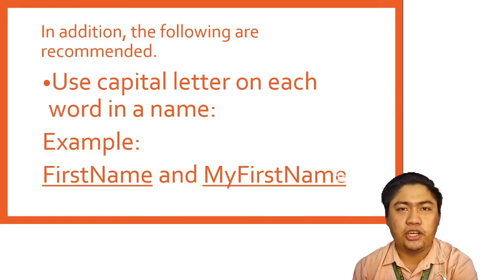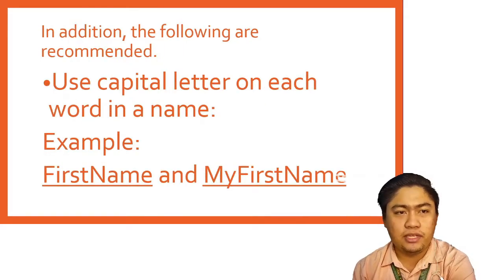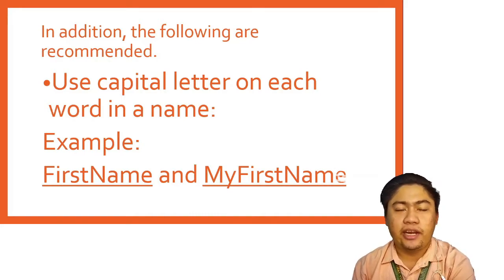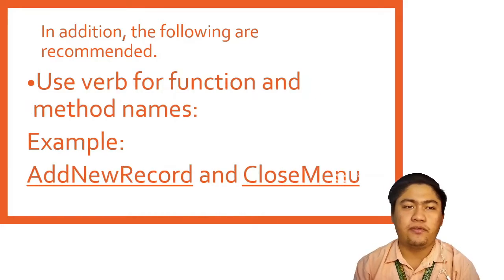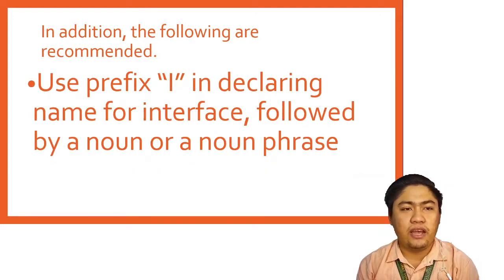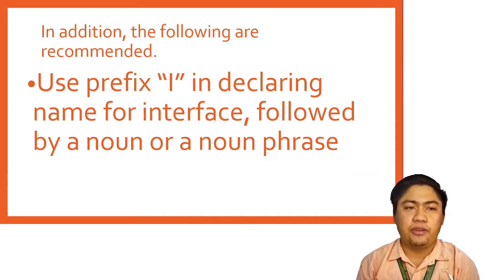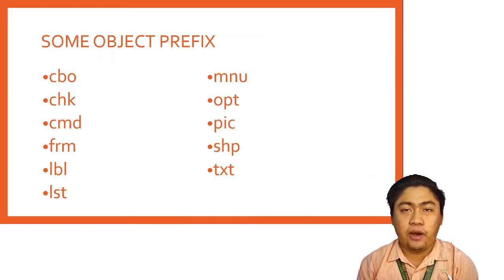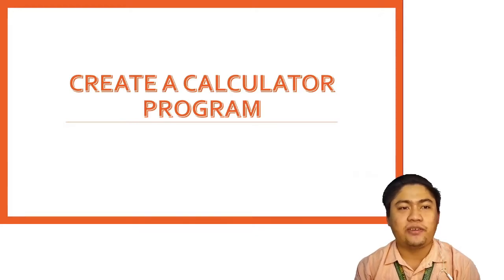Now, in addition, the following are recommended. You will use the capital letter on each word in a name. Examples are given in our screen. You will use the verb for function and method names, and you have to use the prefix I in declaring the name for interface, followed by a noun or a noun phrase. Some object prefix are the combo box, checkbox, button, form, label, list box, menu, option button, picture box or image, shape, and text box. Now, your activity is to create a calculator program.